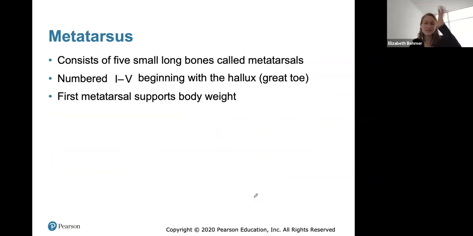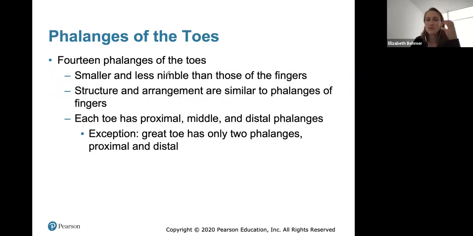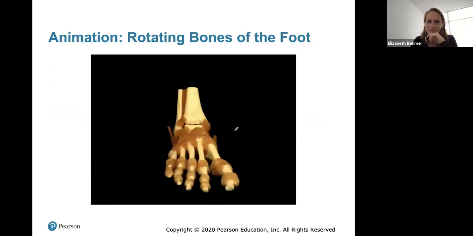The metatarsus consists of 5 small long bones called metatarsals. They are numbered 1 to 5, beginning with the hallux, which is the great toe. So pollex is your thumb, and hallux is another word for toe. These metatarsals support your body weight. And then you have 14 phalanges in the toes, proximal, middle, and distal, but the great toe has only 2 phalanges, just the proximal and distal. So very similar to how the hand is set up.